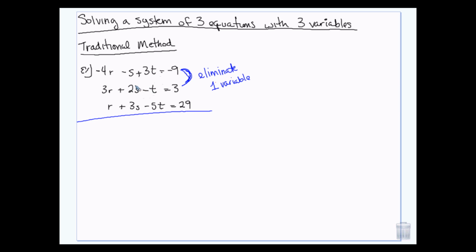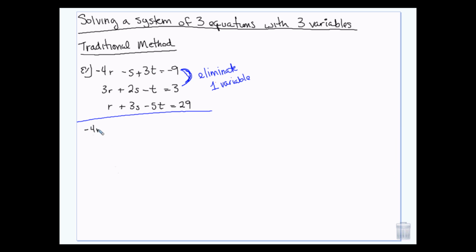So do we want to get rid of the s here or the t here? What do you think? Here we'd multiply by 2 and 3. Here we'd multiply by negative 5. Okay, we'll get rid of the s. So then we're going to get rid of the s up here.